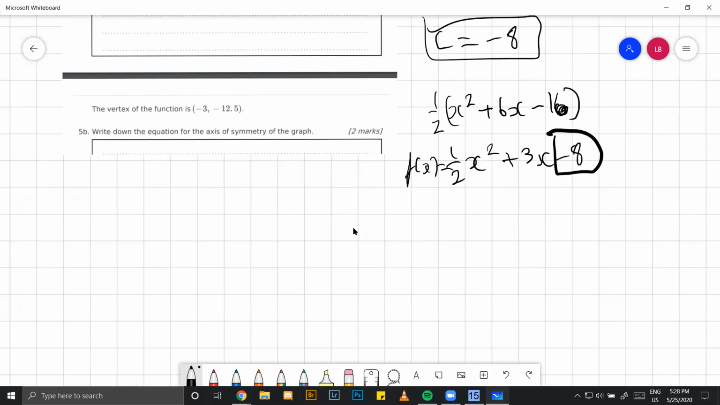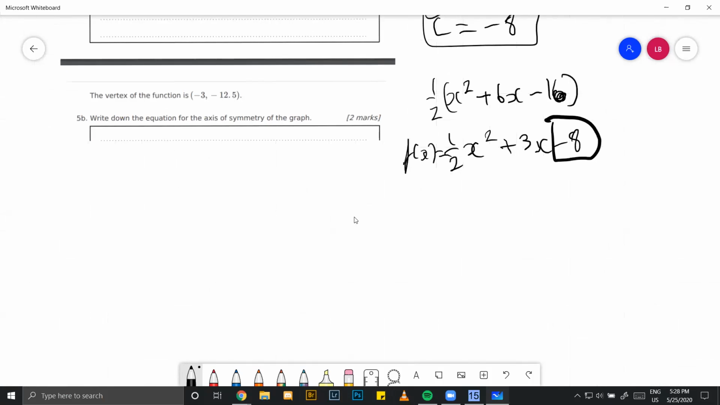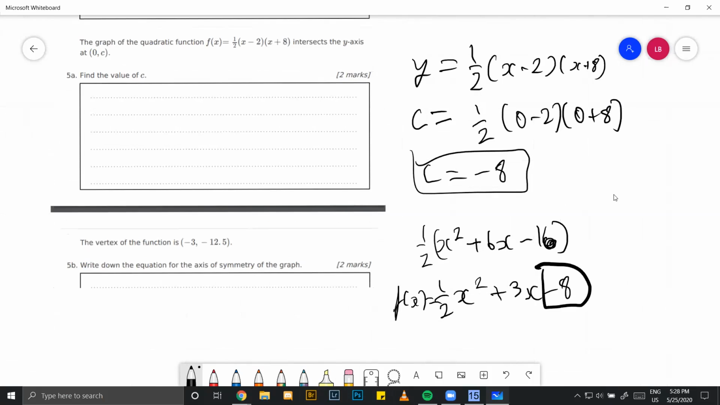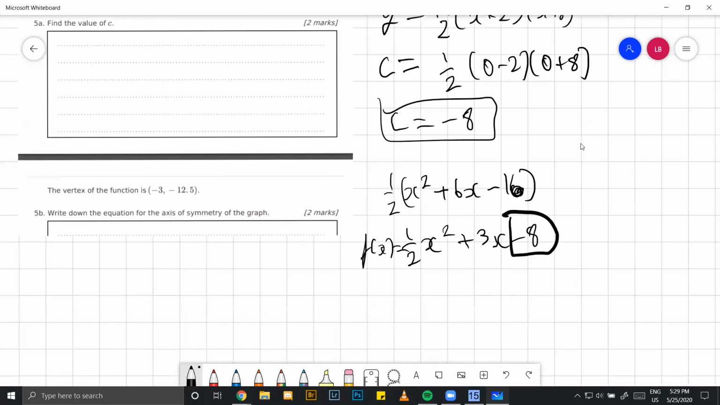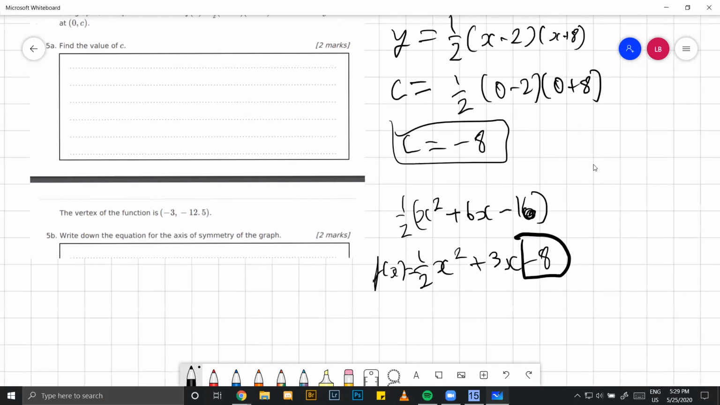Second question, the vertex of the function is negative 3, negative 12.5. Write down the equation for the axis of symmetry of the graph. So think about that for 1 minute. How is this 2 marks? This is interesting. Okay, so the axis of symmetry is the center of the quadratic.